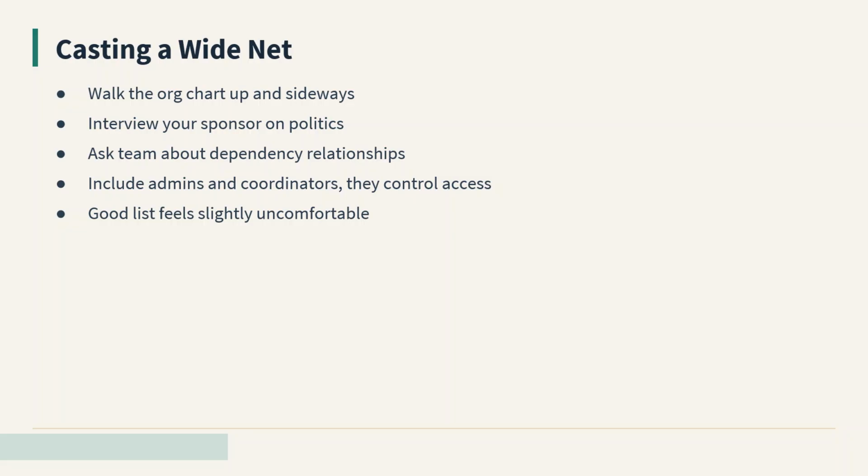Look at who was involved in similar past projects at the company and ask whether they have opinions about this one. Pay attention to the administrative assistants and executive coordinators who control calendars, because access is power. A good identification exercise produces a list that feels slightly uncomfortable, with 20 or 30 names where you expected 8. That discomfort is a sign you have done the work.